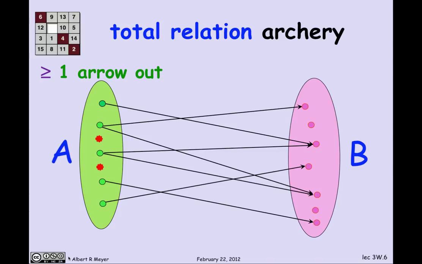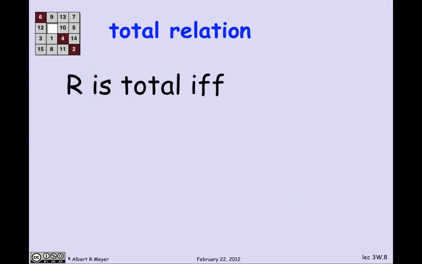So I've just highlighted them in red, and we can fix this by making them disappear. Now I'm left with a total relation. Every domain element has at least one arrow coming out of it. So that's what makes it total.